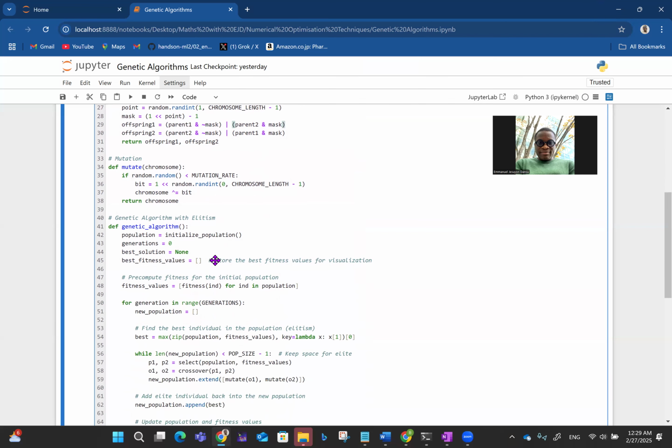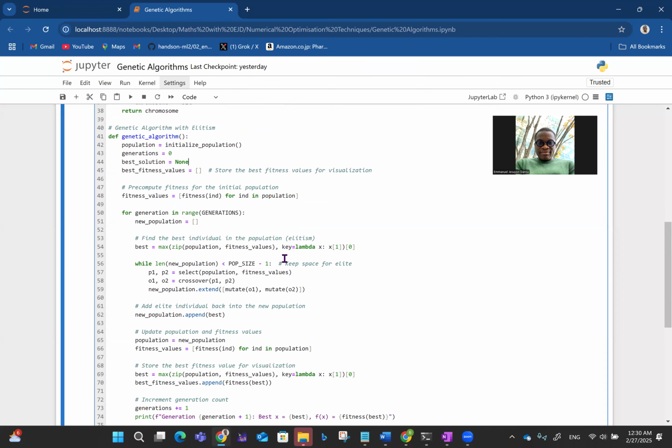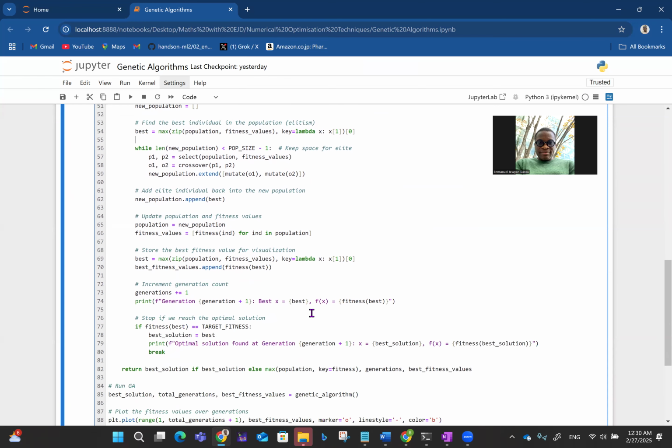Then in line 40, you talk about the genetic algorithm with elitism. So you want to get the best of the best, right? You define this genetic algorithm, you have the generations, the best solution, none, best fitness. So you store the best fitness value for visualization, and then you pre-compute fitness for the initial population, and that goes on. Then you find the best individual in the population for elitism. So the best of the best you pick, and then while in that loop, you do population size. So the whole thing continues.